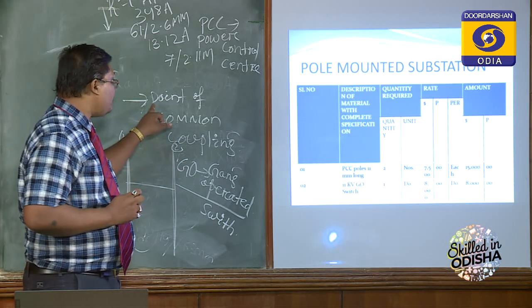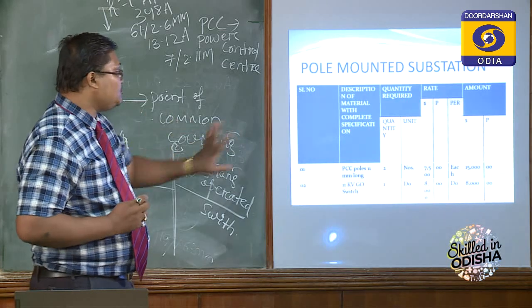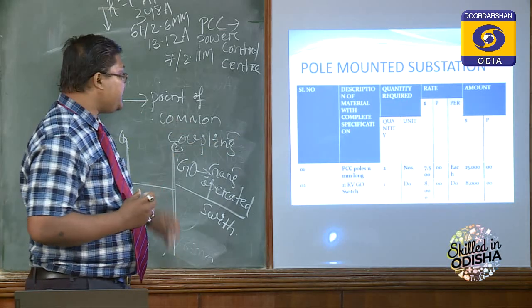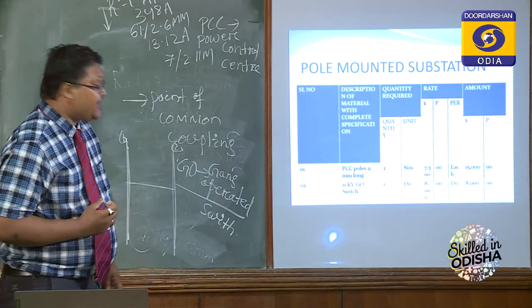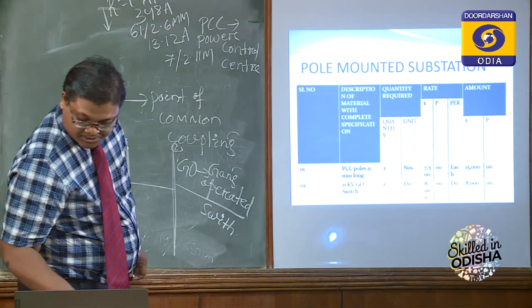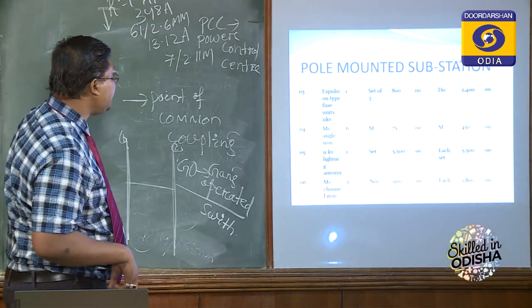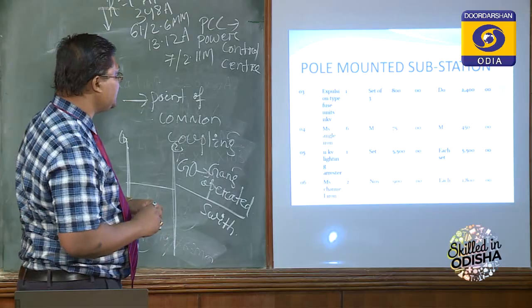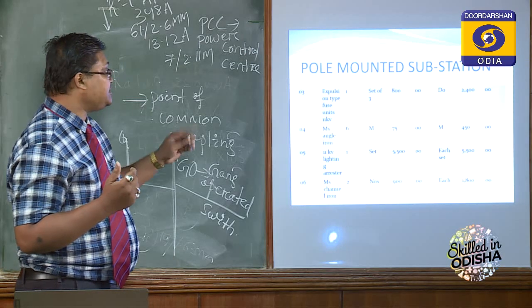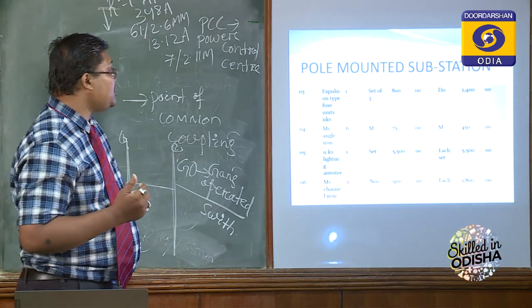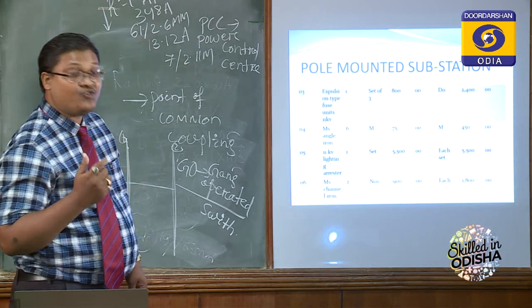So for pole mounted substation, we are using a GOS switch. One 11 kV GOS switch is required, and its cost is 8,000. Next is expulsion type fuse units. Expulsion type fuse, that is 3 sets, because for each phase we require one, and we have 3 phases. One set costs 800, so the total will cost 2,400.